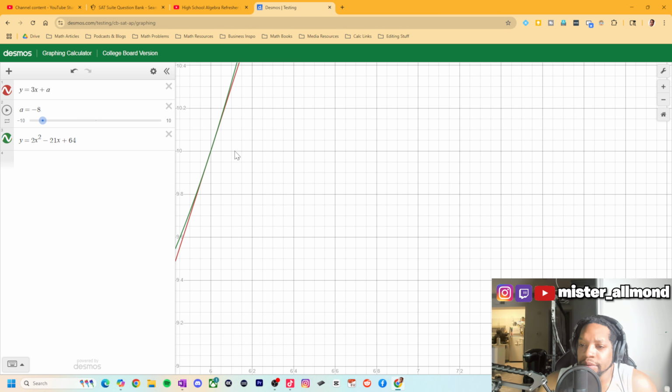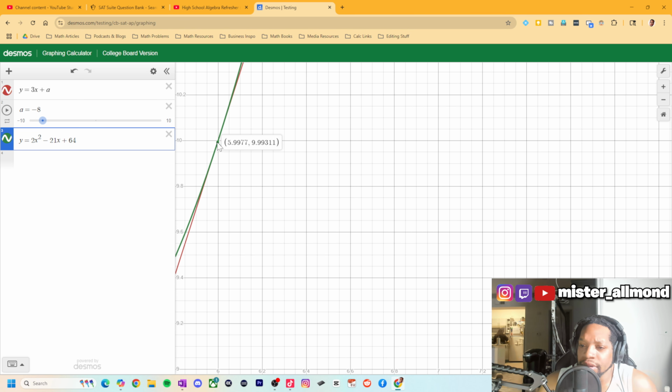Let me zoom in real quick. Yeah. It appears as though 6, 10 is where they both touch. Doing this without calculus is tempting. But 6, 10, and they wanted X.